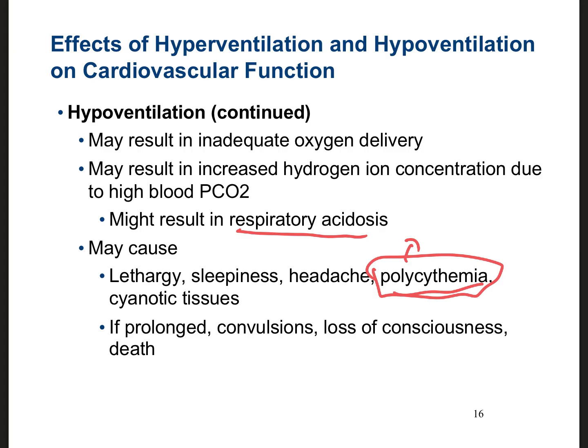And they do it faster, so they end up being immature. You end up with the polycythemia. That's the cause of it. Okay? And then cyanotic tissues. What's cyanosis?